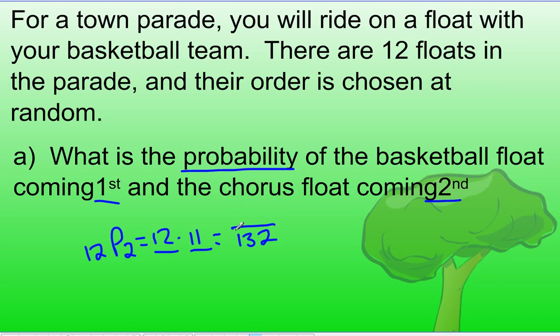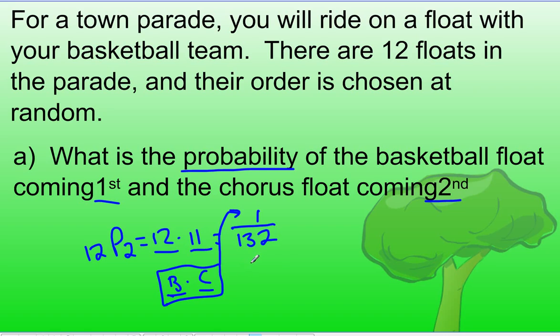And then you've got to think, well, how many ways is the basketball float going to come in first and the chorus float come in second if you're only looking at those first two places? And the answer is, well, one way. There's only one way that's going to happen, and that's if the basketball float comes in first and the chorus float comes in second. So if you're only looking at the first two, you need that order to happen. So there's only one way out of the first two floats that basketball comes in first, chorus comes in second. And that's how it looks. So that is our one way out of 132 total ways.